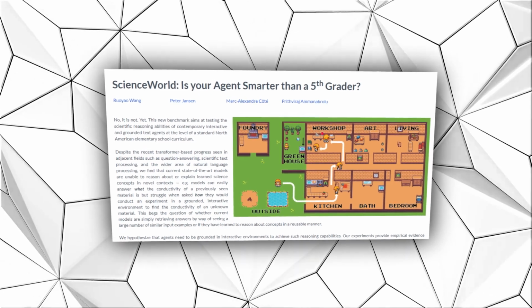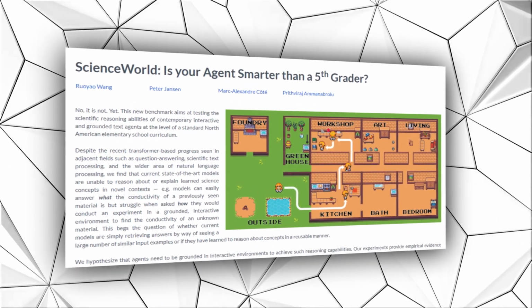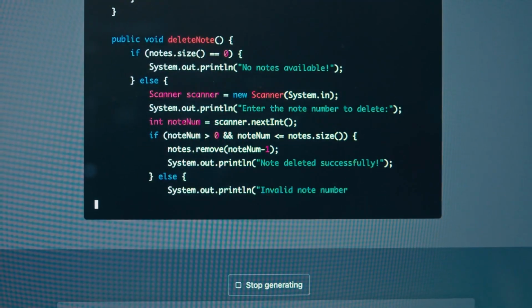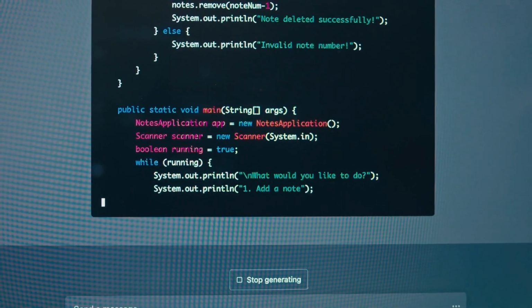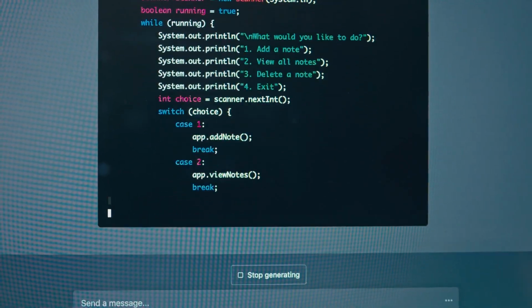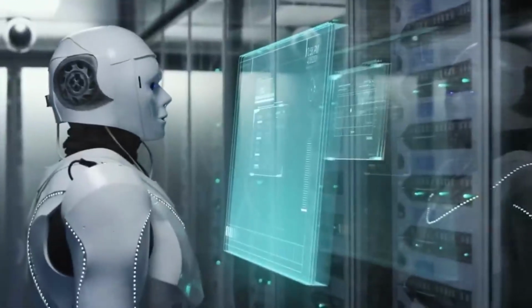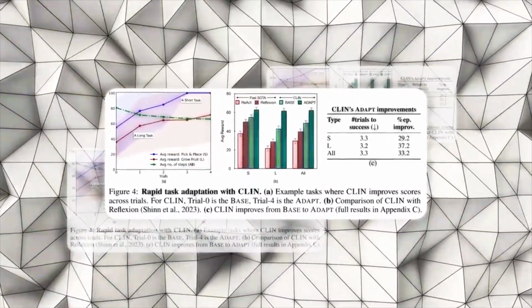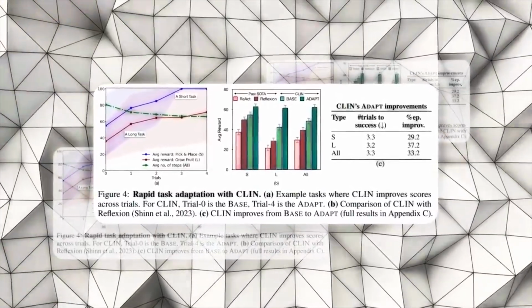CLIN excels in Science World by adapting to different scenarios, learning tasks within specific environments, transferring knowledge across various environments, and even handling situations that combine adaptation and generalization. It can apply its learned skills to new environments or tasks without extra training. The CLIN model has shown impressive results within the Science World environment.